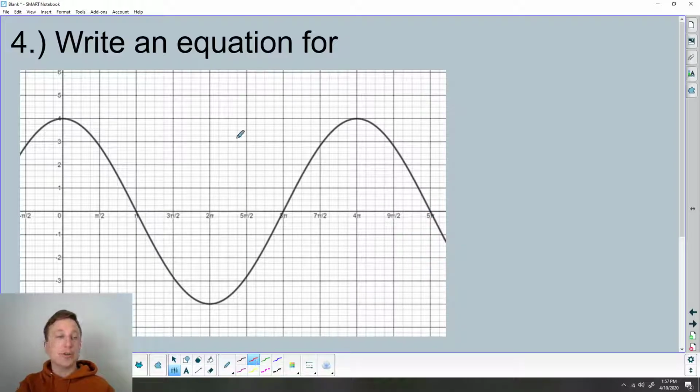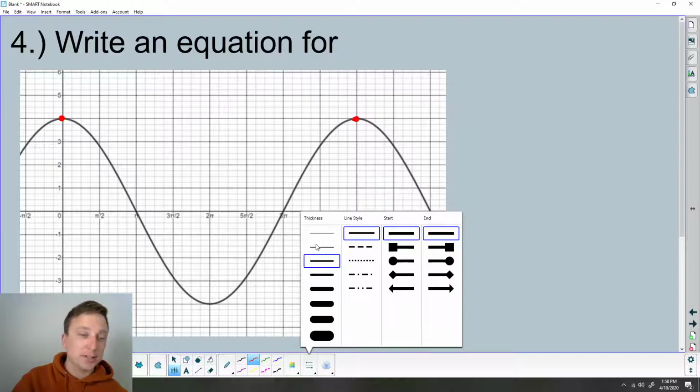So let's get right into it. Since this function starts at a maximum, we know it's a maximum because if I keep following this along, it hits the same point at 4 pi. Since it starts at a maximum, we know it's a cosine function.